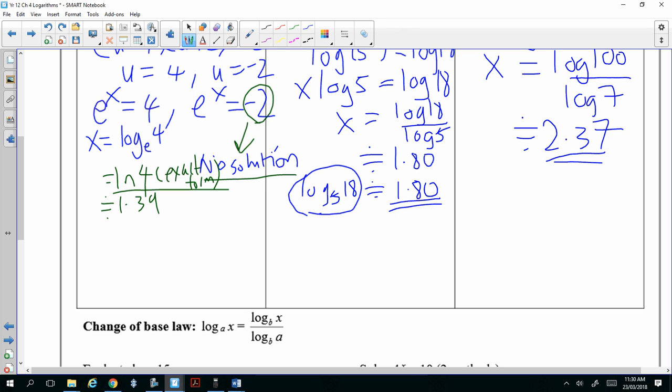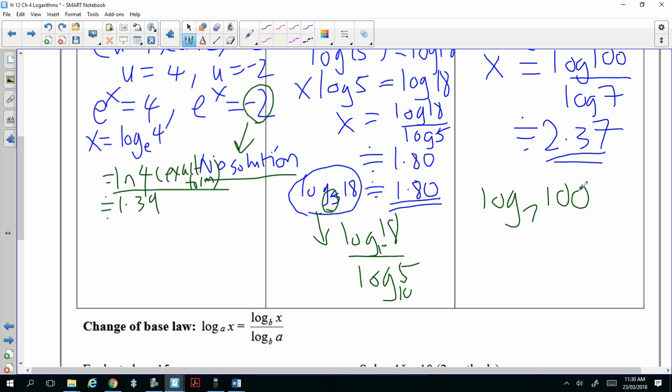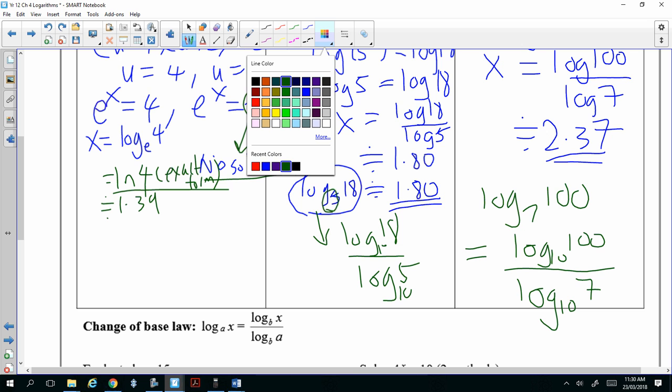So we can change this base 5 into base 10. And same for this one, log base 7 of 100 is equal to log base 10 of 100 over log base 10 of 7. So we can just do that straight away. And this is true for any base. I could actually change it not just to base 10, I could change it to any base. So this is the change of base law.